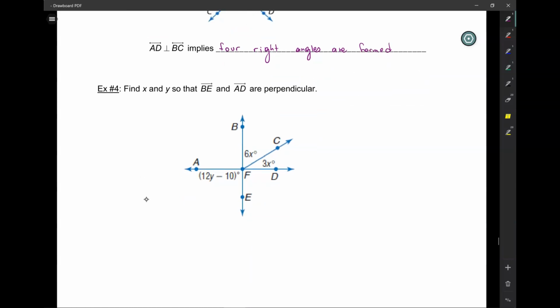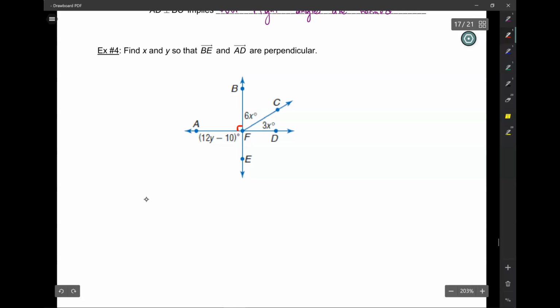Find x and y so that ray BE and ray AD are perpendicular. If I were to read this, first I would locate ray BE. That's ray BE and ray AD. And if I want them to be perpendicular, I put a little mark here. Now, if that's perpendicular, what do I know about this? Also 90, right? So then what do I know about these two? They are going to add up to 90.